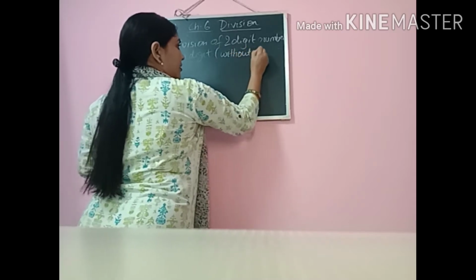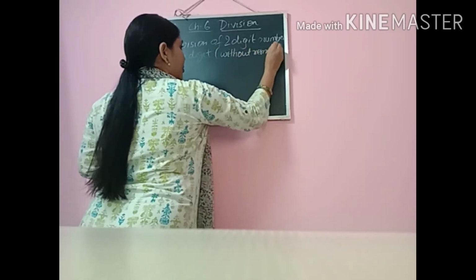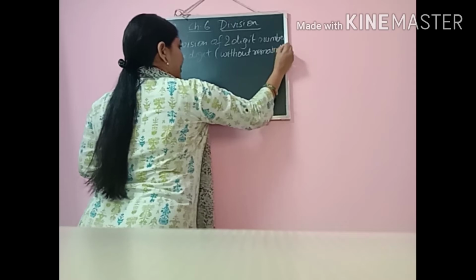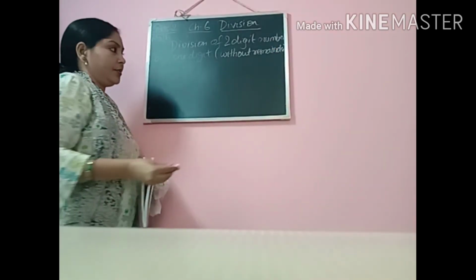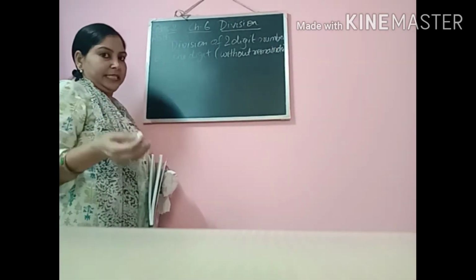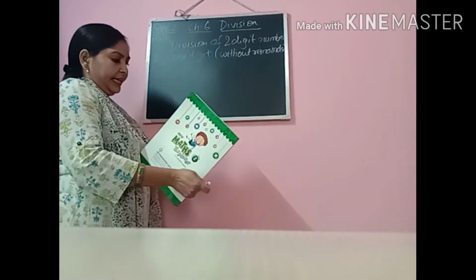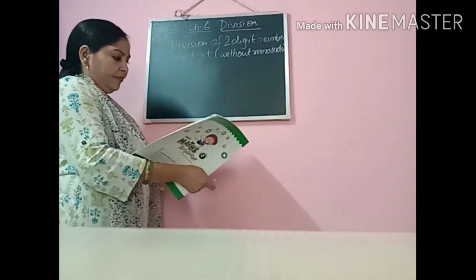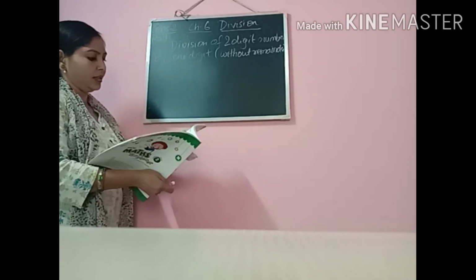Without remainder, we are going to do division without remainder. That is, our remainder will be 0. So let's take a few more examples. Like here, in case of page number 94, the first one I have already done on the board.